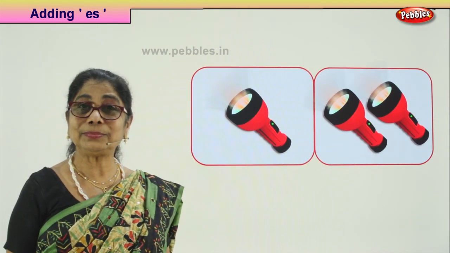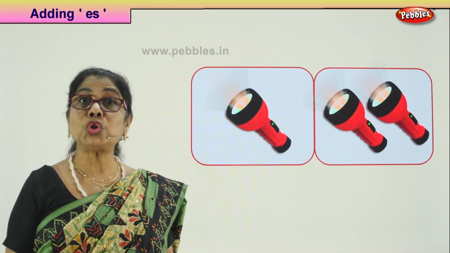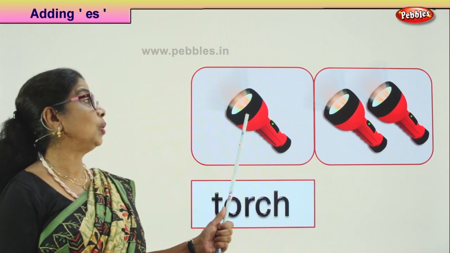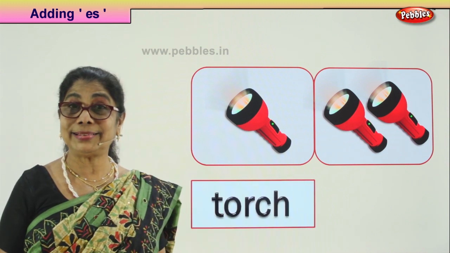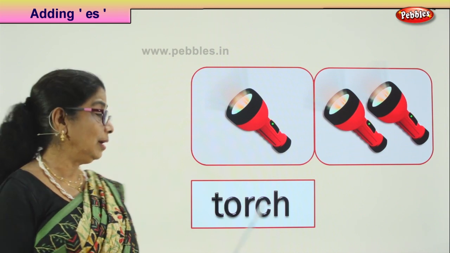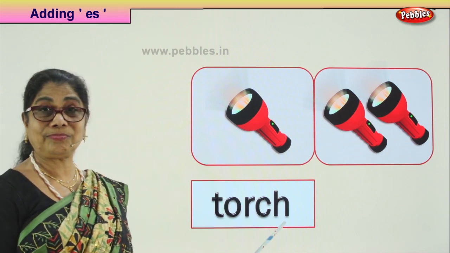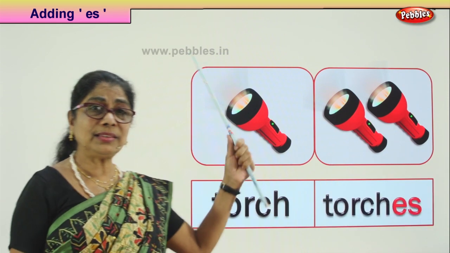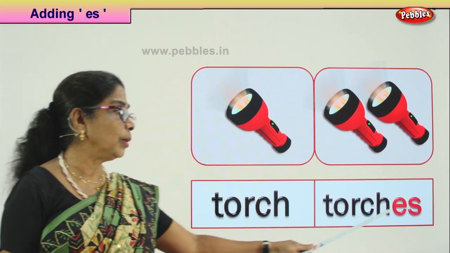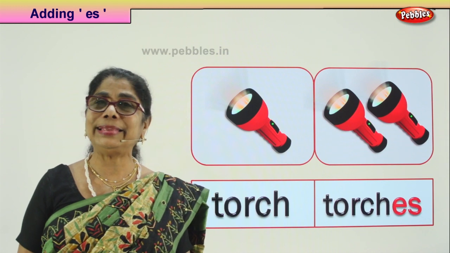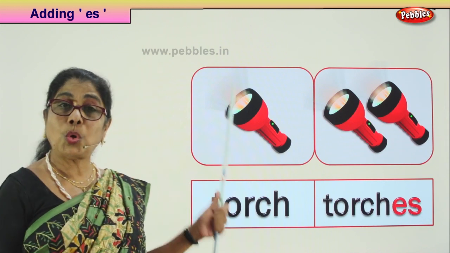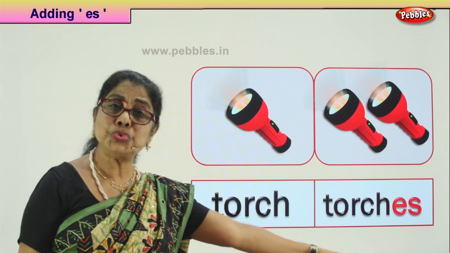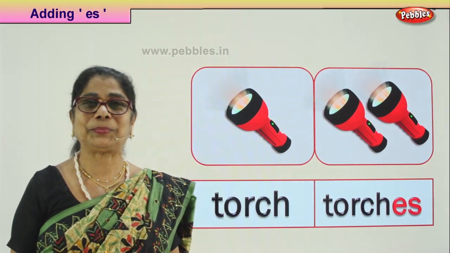What is this? One torch. Torch. We use this at night. One torch. And two torches. Singular noun torch. To form the plural, we add es to the singular noun. One torch, two torches. Good.